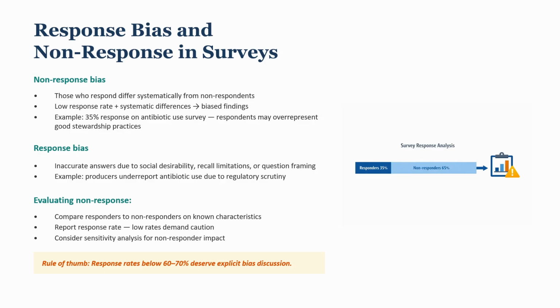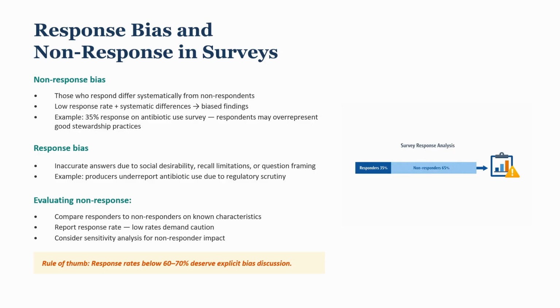How do you evaluate non-response bias? If you have any information about non-responders through registration data, prior records, or a brief non-response survey, compare their known characteristics to responders. If they look similar on measured characteristics, non-response bias may be less severe. If they look different, the concern is heightened.